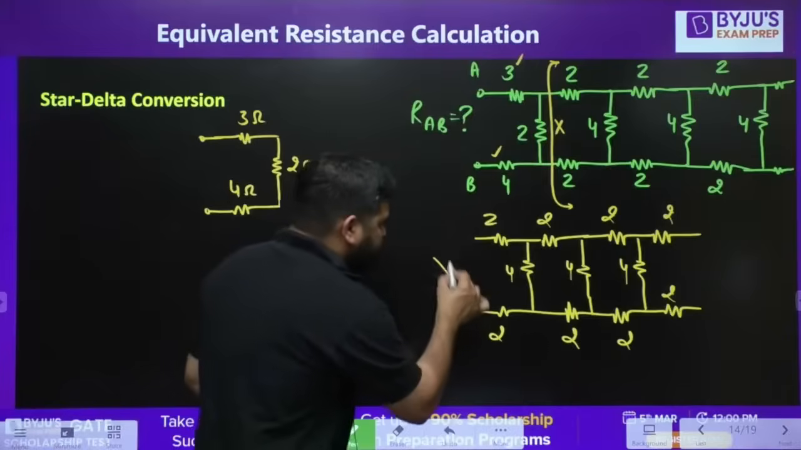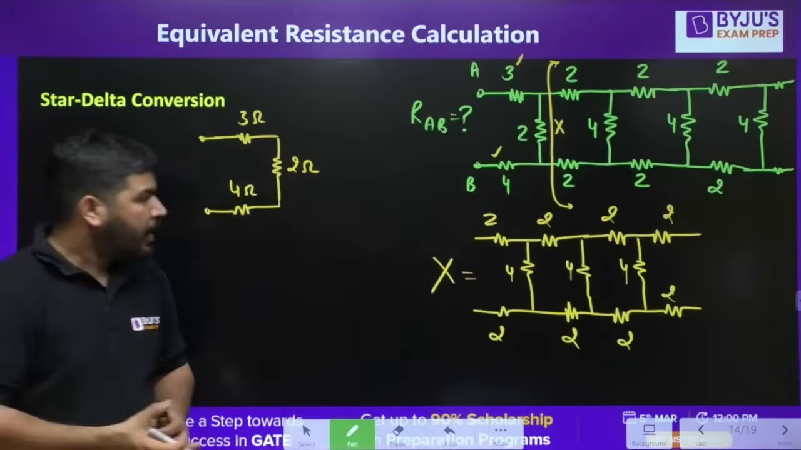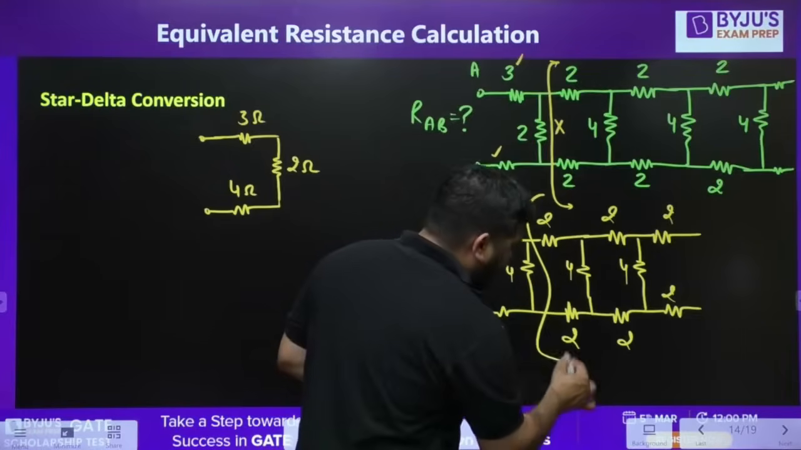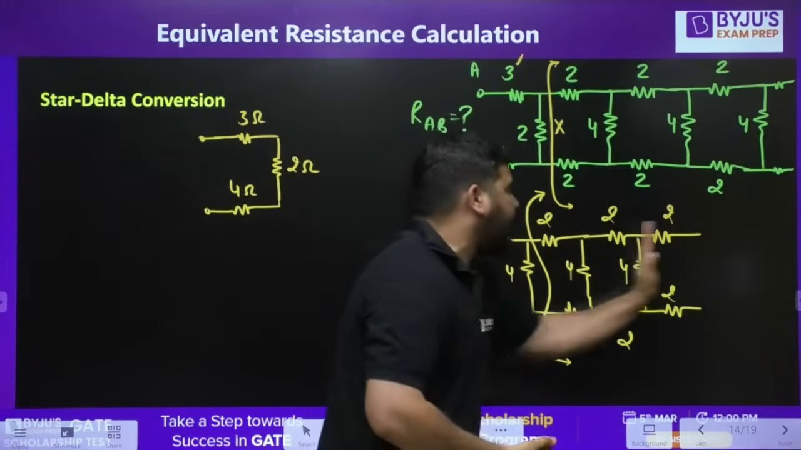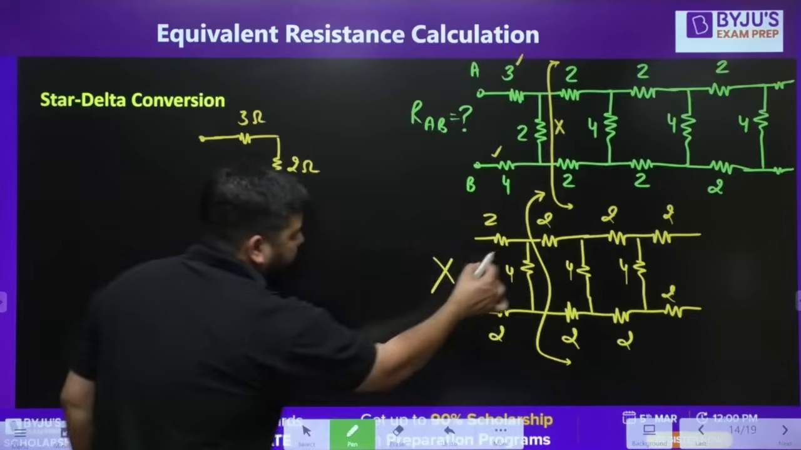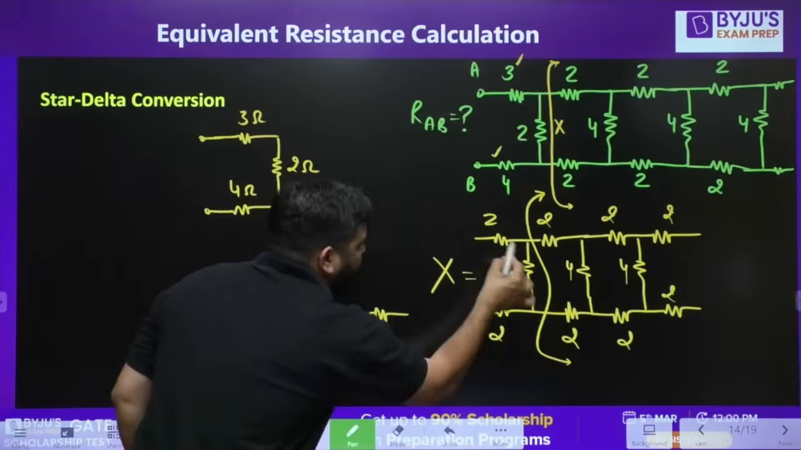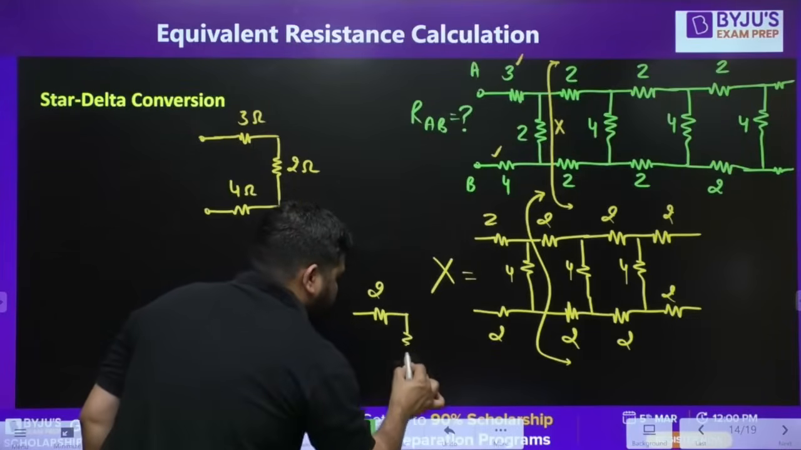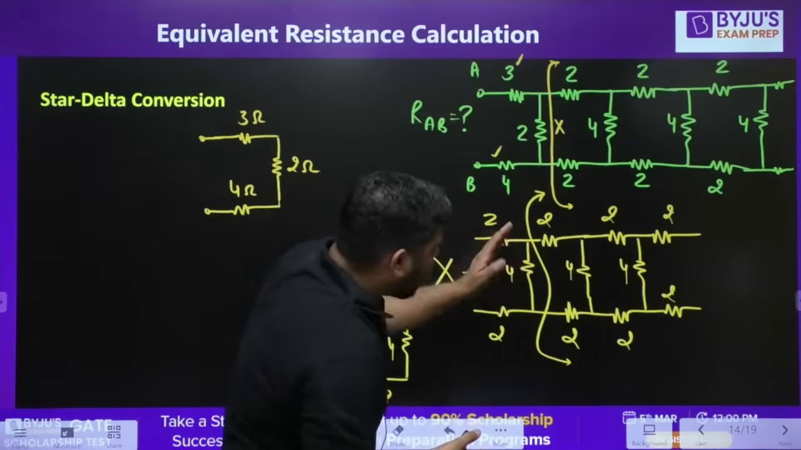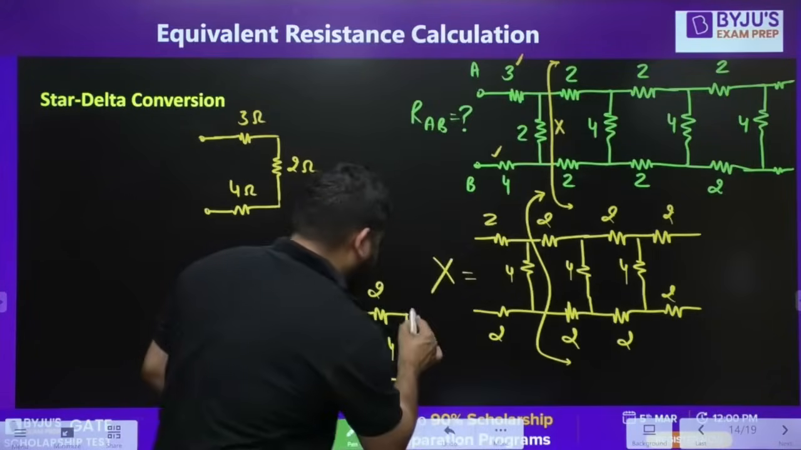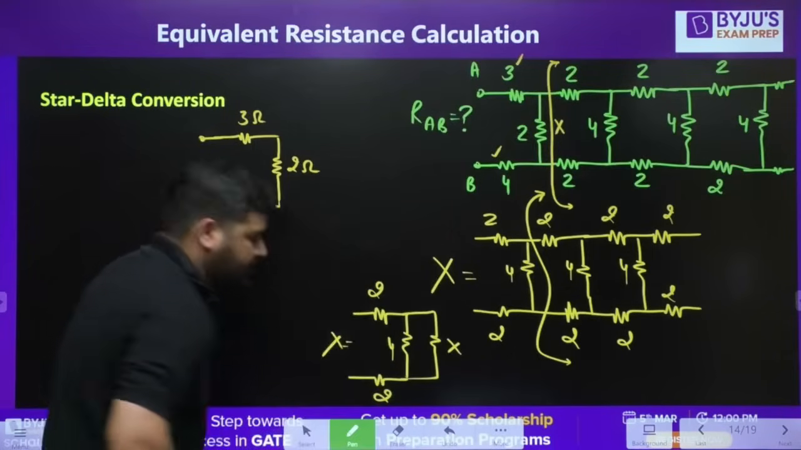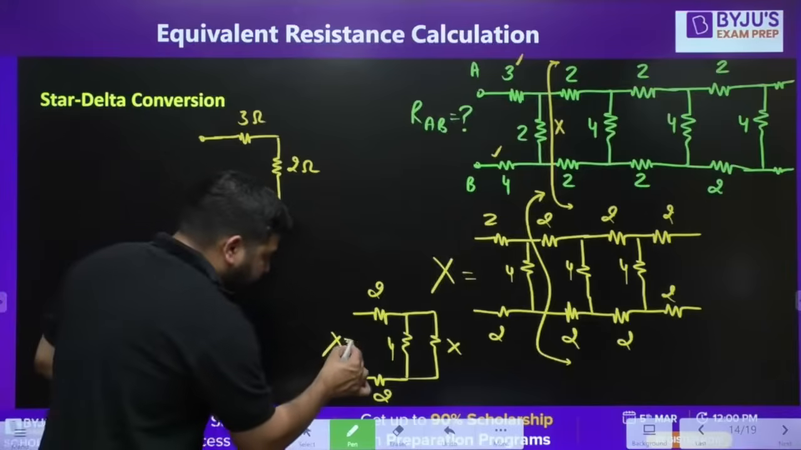Now if you remove this first string, after removing the first string, if you look at this ladder, again the equivalent resistance has to be X. So now what I can do is I have removed this first 2, 4, 2 string and I can replace this entire ladder with X. And the equivalent resistance will also be X. Is it clear, guys?